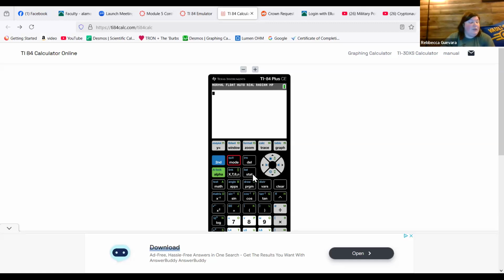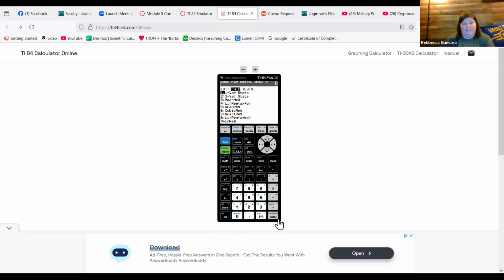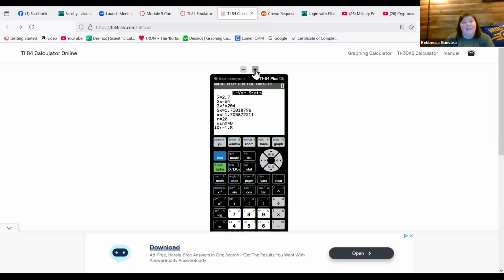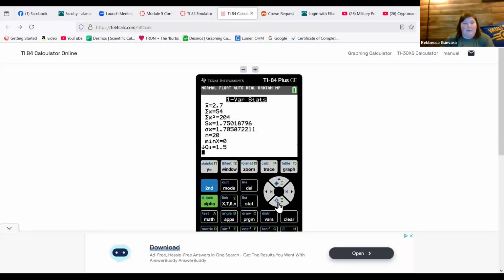So if we wanted to figure out those quartiles, we go to stats again. We move over 1 to calculate, and we want 1 var stats. So make sure you put in L1 as your list. You don't need a frequency or anything like that, and just go down to calculate again. Like I said, not everybody's calculator is going to do this exactly the same. So if you're having problems, just let me know.